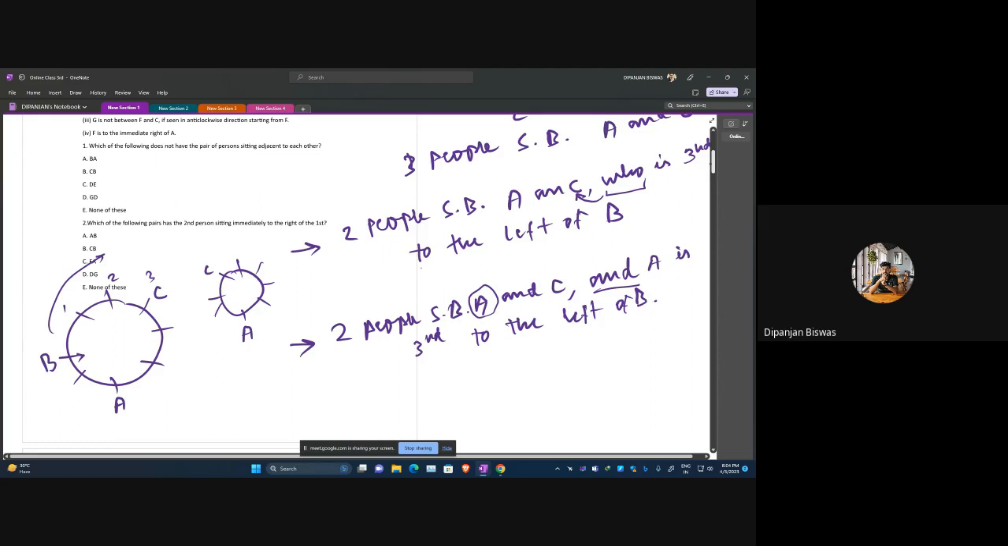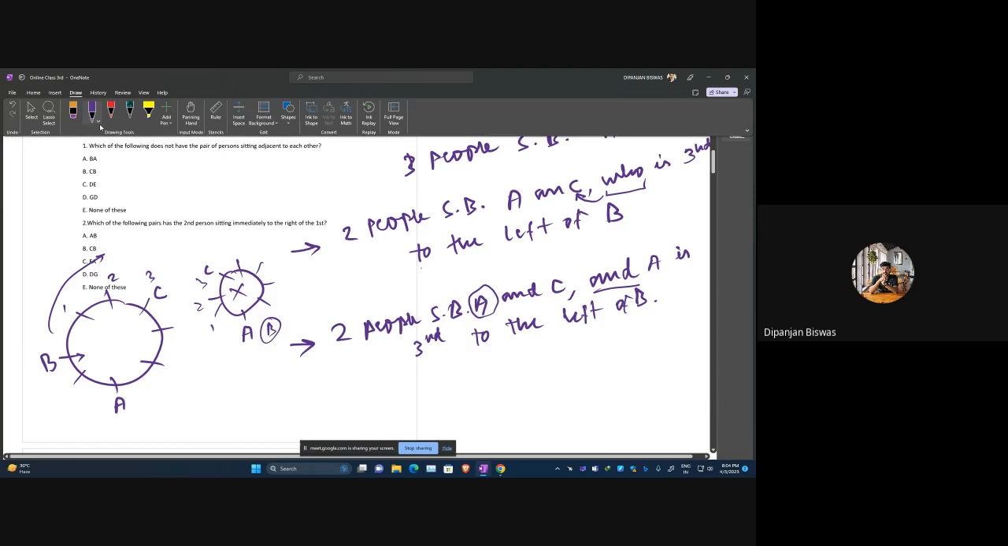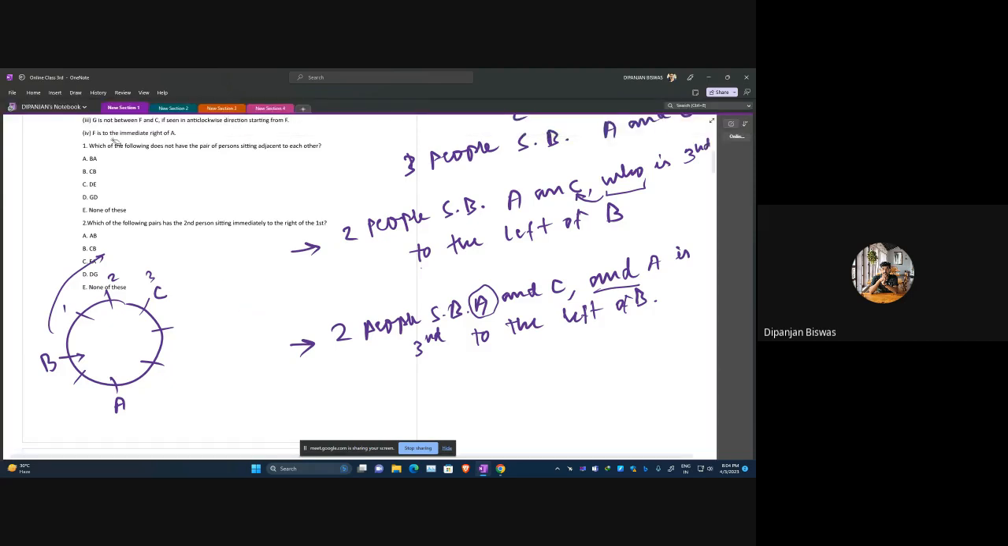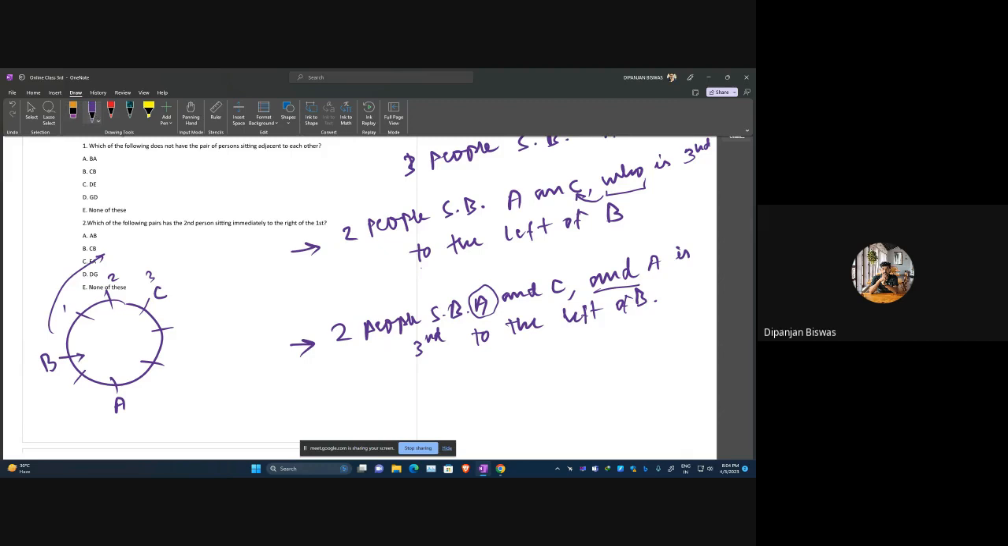Okay. Again, if we take the second possibility, C, who is third to the left of B, B should come in A's position. If B is here in A's position, then you can see 1, 2, 3, third to the left of B. But this is not possible because A is already occupying that position. So the next possibility is being cancelled. Okay. So this is the only possible diagram you can draw.